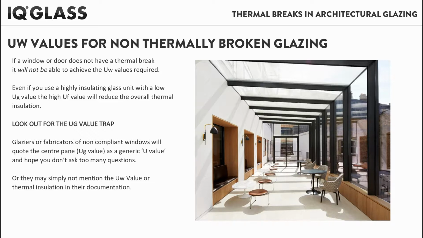Because sometimes if a system is non-thermally broken or not very well insulating, some more disreputable sources may quote the UG value as the U value. This can be obviously misleading for specifiers who want to know what the overall thermal performance is, so it's important to get clarification as to what values you are being told.